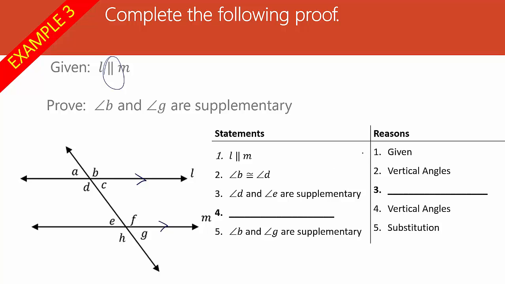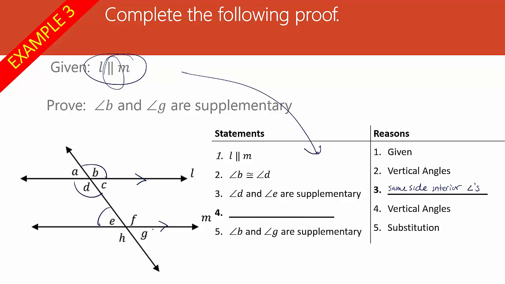So you always write your given first. This is your first step. So your statement would be this. Your reason for it would be that it's given. Then you're told that angle B is congruent to angle D because vertical angles, and we know that vertical angles are congruent. Now, we know that D and E are supplementary, and that's because they are same side interior angles. That's the reason why they're supplementary.